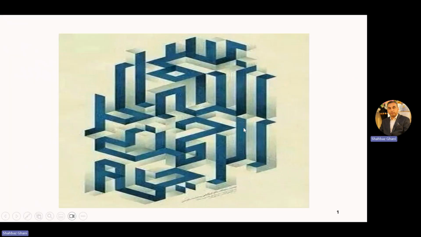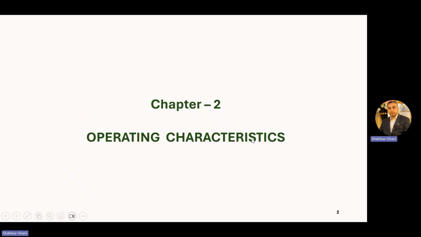Bismillahirrahmanirrahim. Today is our second lecture of the series on internal combustion engines. Today I will be talking about chapter 2, the operating characteristics of an engine.